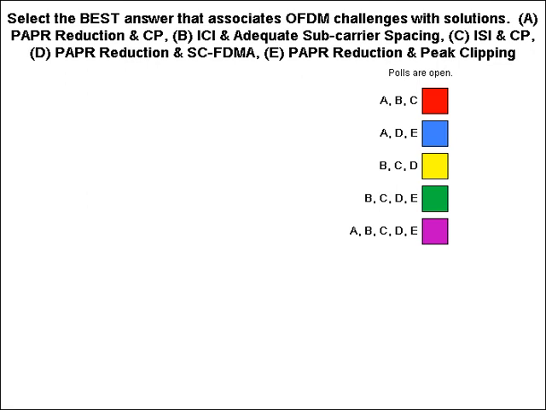Yeah, so think, do we have cyclic prefix to solve peak to average power ratio reduction? Is that why we have cyclic prefix? Think along those lines. Why do we have cyclic prefix? To solve the peak to average power ratio problem, to solve the ISI problem? Why do we have cyclic prefix?